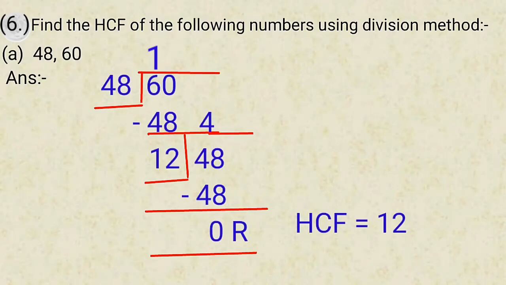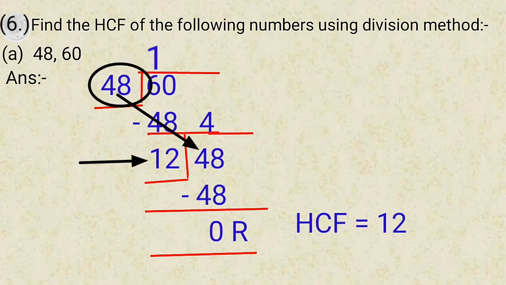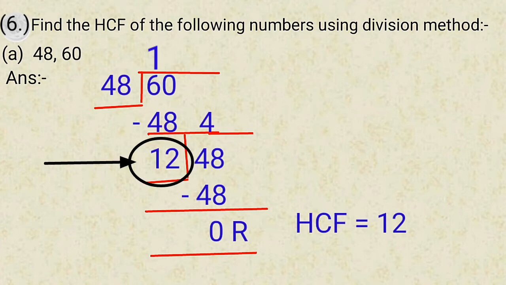Now sixth part is find the HCF of the following numbers using division method. So A part, 48 and 60. Now 48 ones are 48. 60 minus 48 gives us 12. So we will take 12 as divisor and 48 as dividend. So let's divide. 12 fours are 48. We get a remainder 0. So now the last divisor is the HCF. So HCF is equal to 12. Answer.